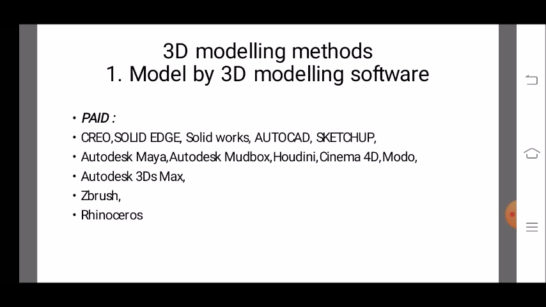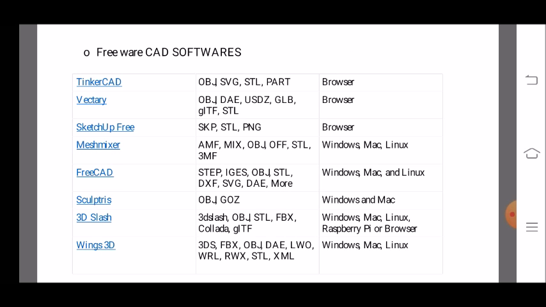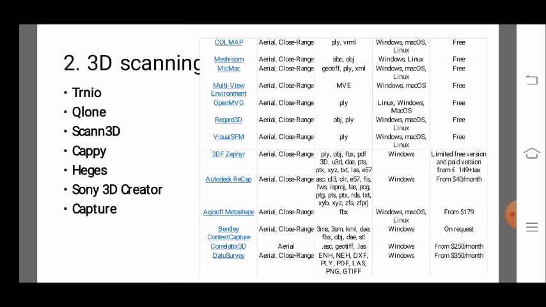Creo, Solid Edge, SolidWorks, AutoCAD, SketchUp, Maya, Autodesk Mudbox, Houdini, Cinema 4D, Autodesk 3ds Max, ZBrush, Rhino. These are the software in which you will be able to define a 3D model from available data. Some freeware is also available, like Tinkercad, Vectary, SketchUp, FreeCAD, Meshmixer, 3D Slash, Wings 3D. These all are software which can give you different 3D models as per your criteria. You can even draft models in them and you can open files.